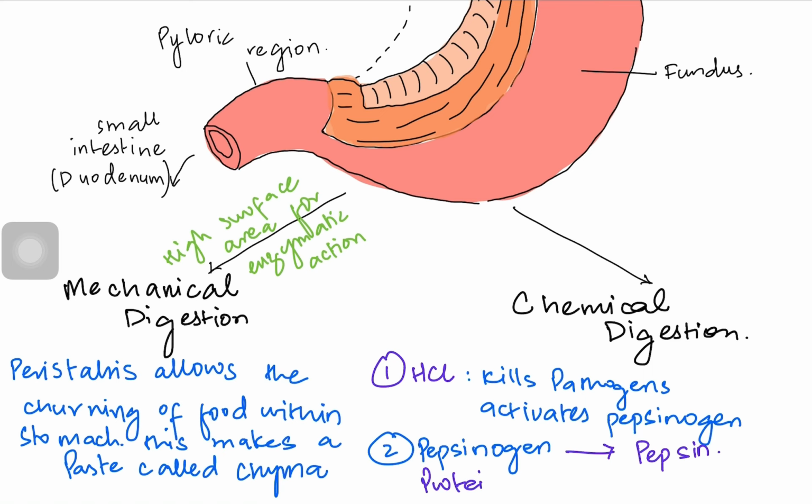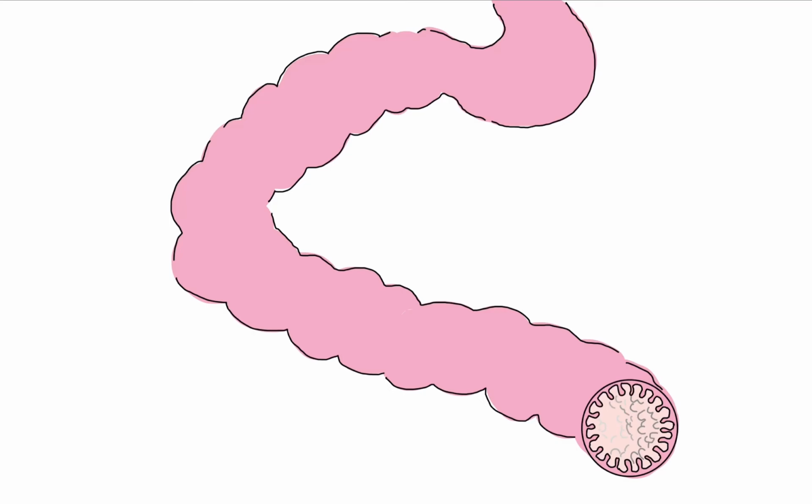Pepsinogen is activated to form pepsin, which is a kind of protease. So proteins are broken down with the help of this enzyme into peptides. In the presence of an acidic medium, this reaction happens.